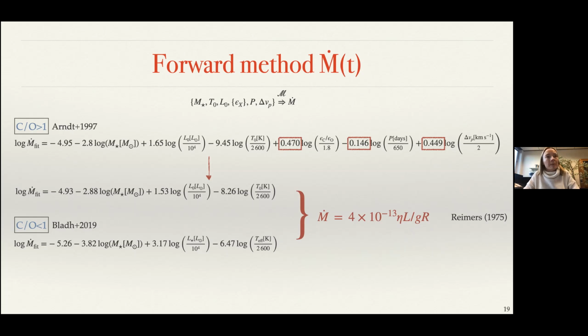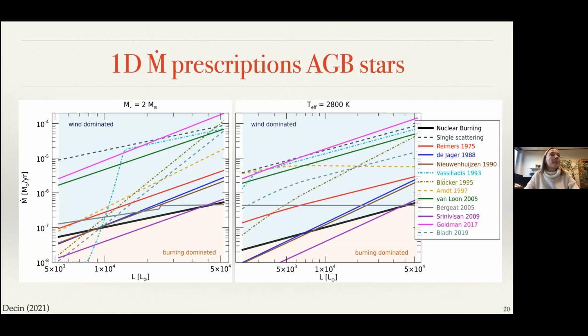But now comes a problem. If I'm now comparing various kinds of mass loss rate prescriptions that have been derived, both from observations and from theory, this is what you see. In this plot, the dashed lines are theoretically predicted mass loss rate prescriptions. The full lines are observational ones, and the dash-dotted lines are semi-empirical ones.